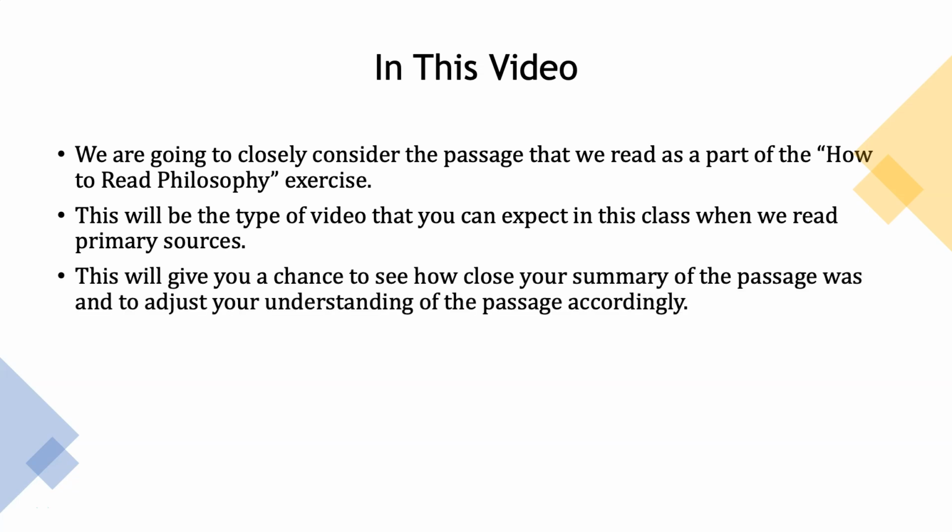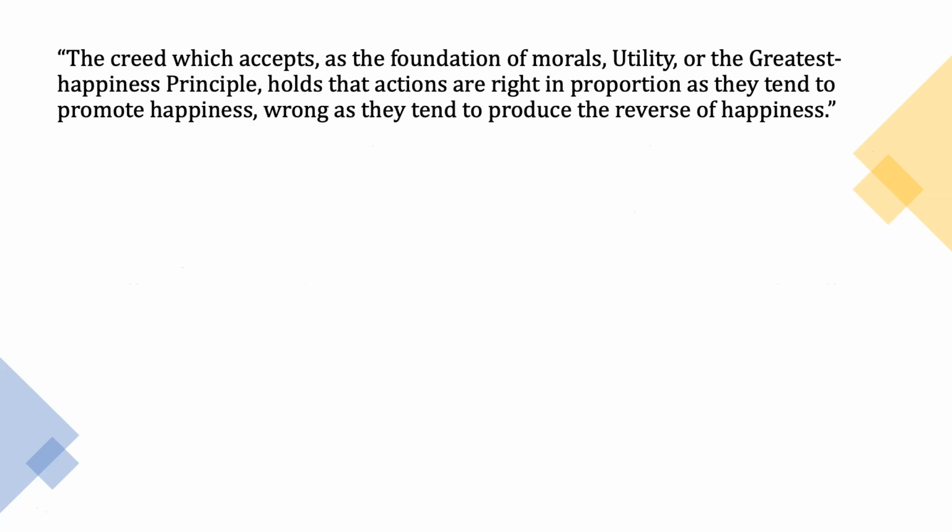And this will give you a chance to see how close your summary from last week was of the passage and to adjust your understanding of it accordingly. So we're going to begin at the beginning of the reading. The creed which accepts as the foundation of morals utility, or the greatest happiness principle, holds that actions are right in proportion as they tend to promote happiness, wrong as they tend to produce the reverse of happiness.